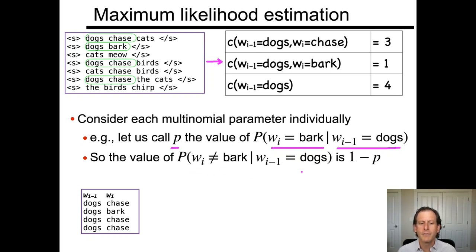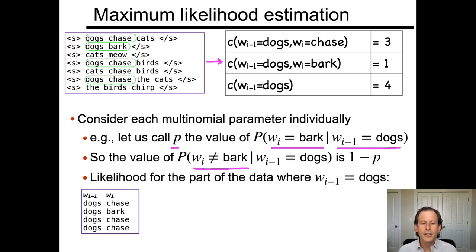Let's define an event: the event that "dogs" was in the context, and the next word, given that dogs is in the context, is not "bark". Well, that's 1 minus p by definition, because of the properness of probability and disjoint union. So now we can define what the likelihood is.